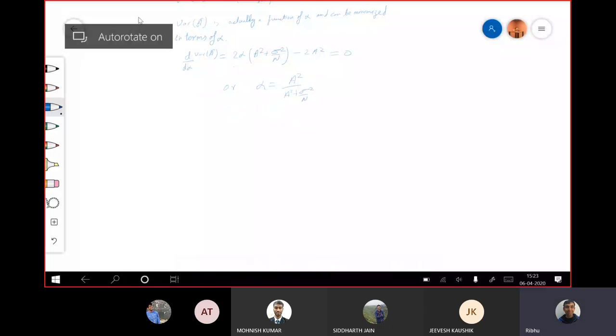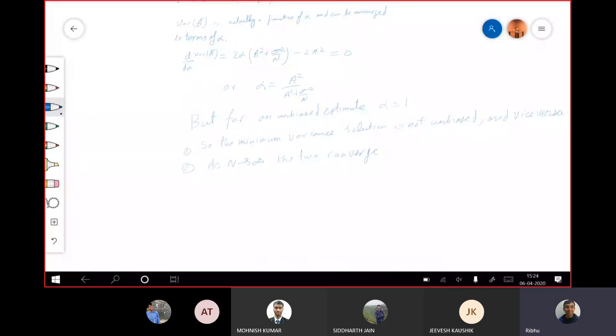This is the first takeaway. 2, as n tends to infinity, so with an infinite number of samples, we can say that the unbiased estimate is also the minimum variance estimate, but other than that, the minimum variance estimate and the unbiased estimate are two different things.